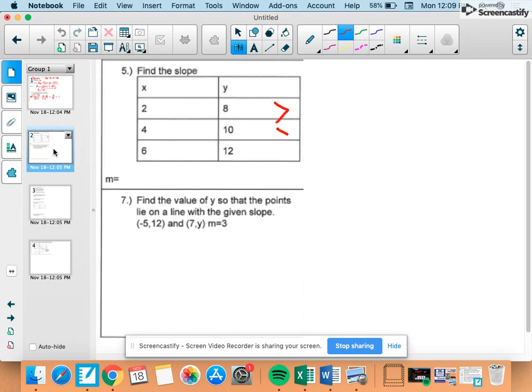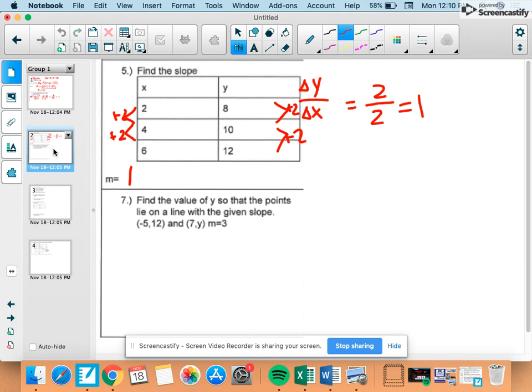Now we need to find the slope in the table. So remember, that is the change in y over the change in x. Our change in y is we're going up by 2. And our change in x is we are also going up by 2. So then 2 over 2 simplifies to 1. So our slope is 1.